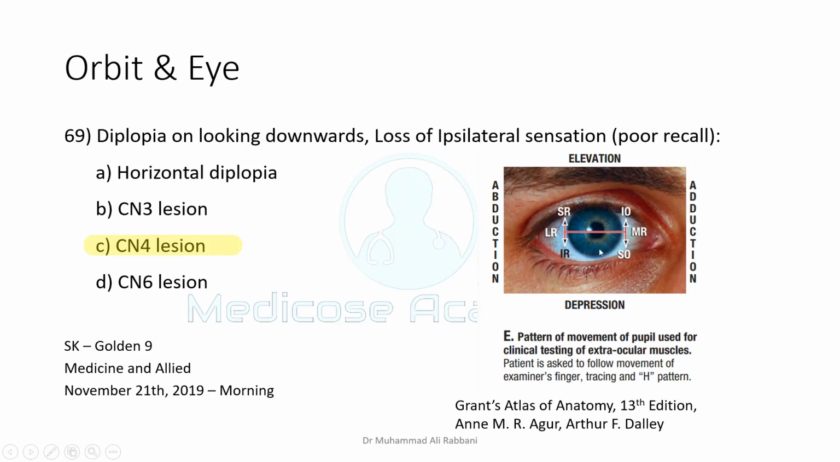So you should know the clinical examination of the eyes. It has been very much asked. For example, for movement medially and downwards, the muscle that is most important is the superior oblique. Again, it is said that it is a poor recall question. It does not explain the loss of ipsilateral sensation. So we won't be discussing that because it is not made clear in the question. In the original question, it must have been justified in some way.